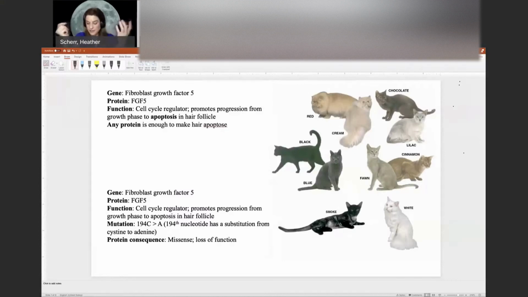So first of all, I guess we should say, what is complete dominance versus complete recessive? How would you define that?